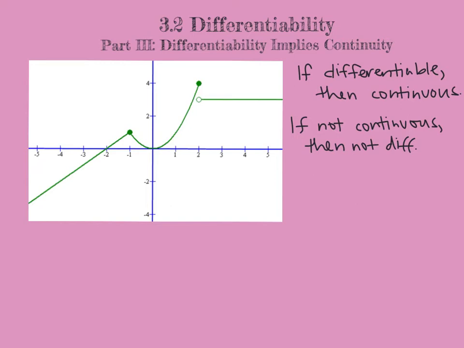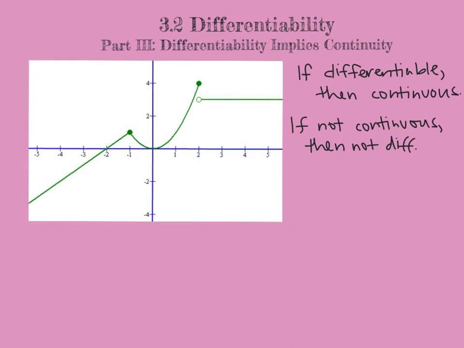Here's an example that we'll take a look at. Off to the side, I just wrote in very kind of broken English, I guess, what we just talked about. So if we're differentiable wherever, then we are continuous. Here's the contrapositive. If we're not continuous wherever, then we're not differentiable at that place. Diff meaning differentiable.